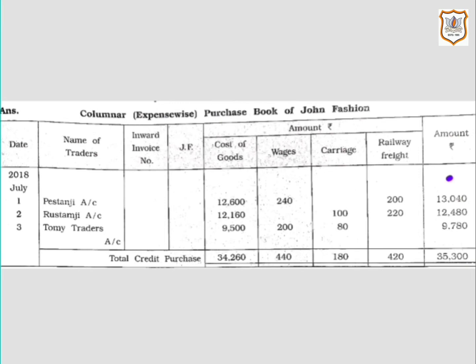Here our total amount in the cost of goods column is 34,260. That means we have purchased goods worth rupees 34,260 from different creditors. So this total amount, that is 34,260, will be recorded in the purchase account.